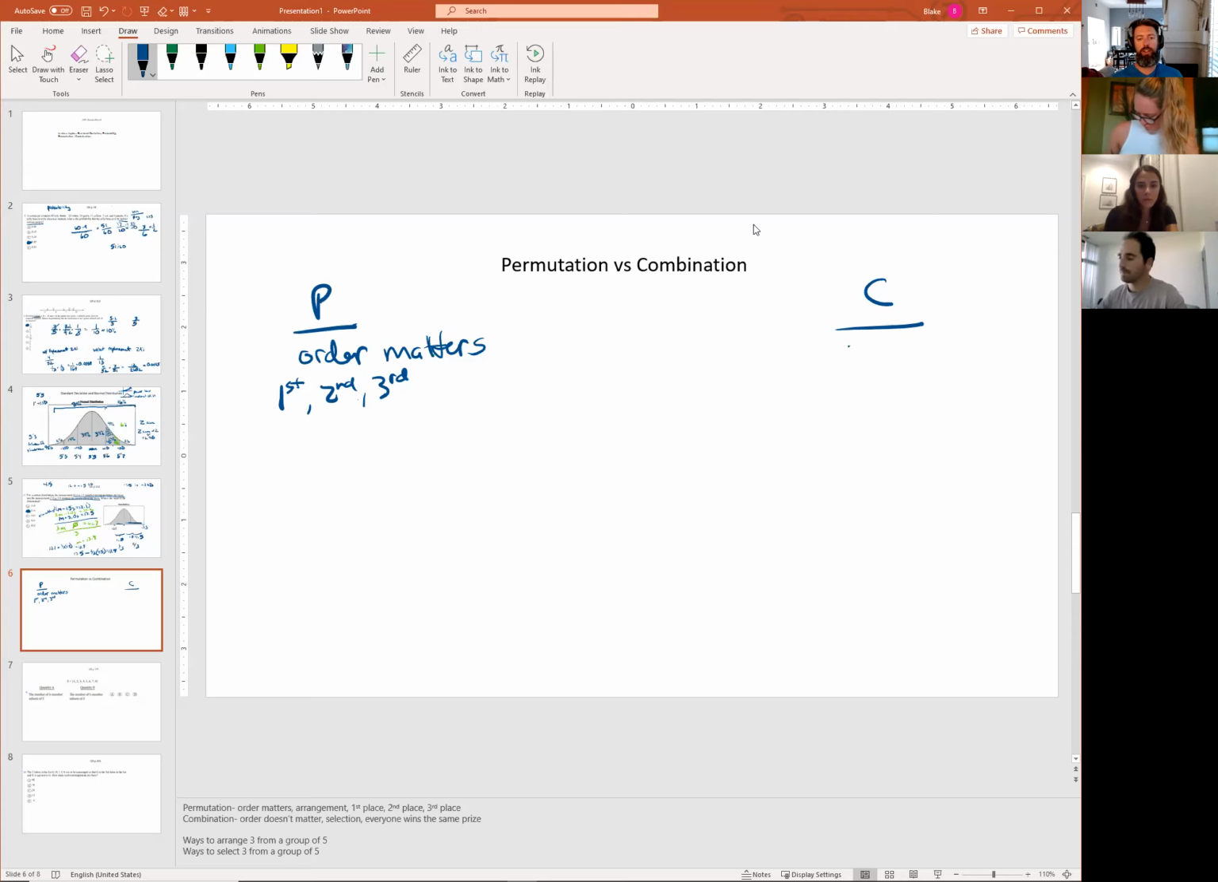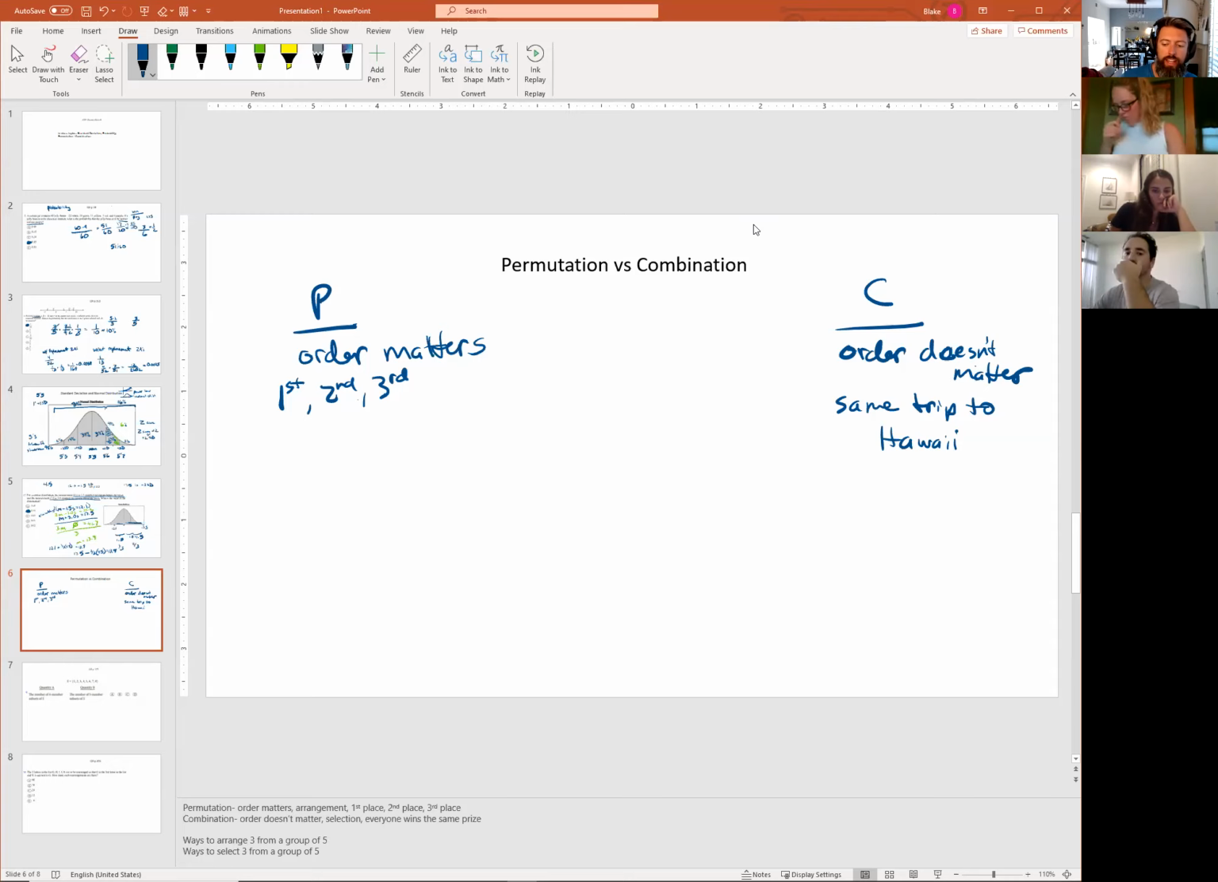So for combination, the order doesn't matter, and everyone gets the same prize. So it could be like a trip to Hawaii. It doesn't matter whether you won the trip to Hawaii on the first round or the second round or a third round. It's the same trip to Hawaii. So we want to know the difference between those. In permutation, the order matters. In combination, it doesn't.